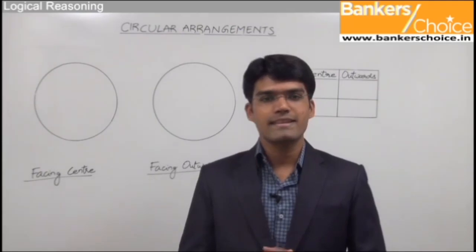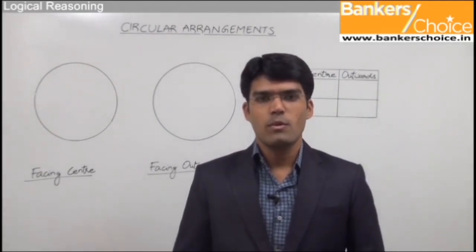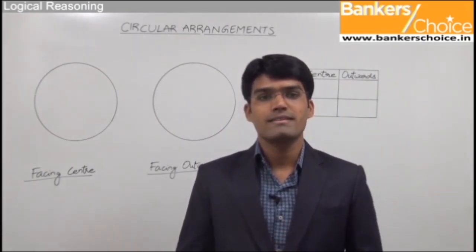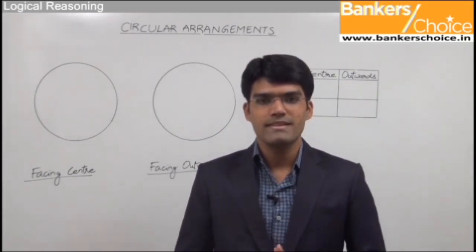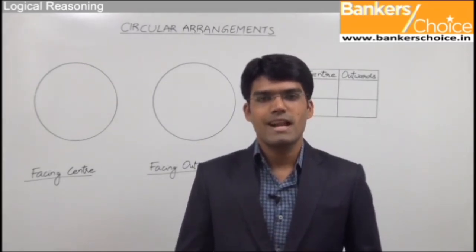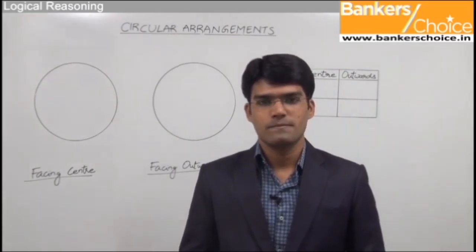One is the direction sense, that is, what would be the left or right of a person when he is sitting around a circular table. And the second point here is to understand the various types of statements given in case of circular arrangements. So let us first understand the direction sense to solve questions related to circular arrangements.